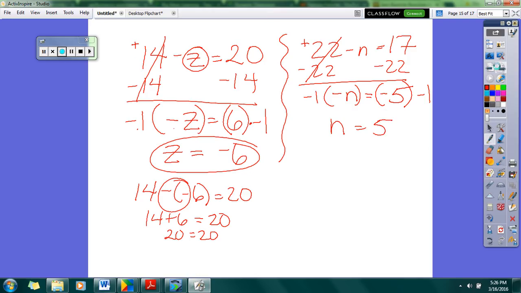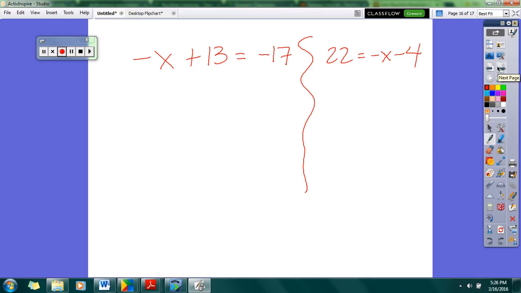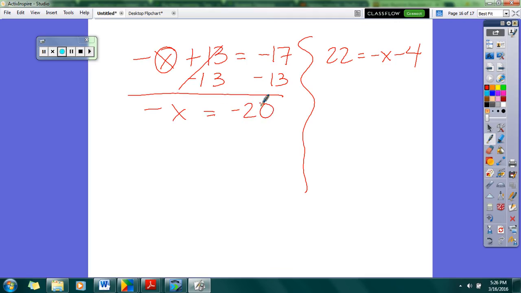Let's look at a couple more examples. I'll do the first one together, and the second one you can try on your own. So this one I have a positive 13. I want to get x by itself. So I'm going to subtract 13 from both sides. I'm left with negative x equals negative 20. Because I want to know positive x, I'm going to multiply both sides by negative 1, and I get x equals 20. And negative 20 plus 13 is going to be a negative 17.